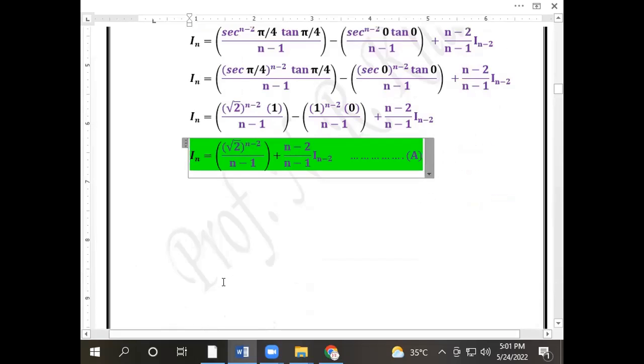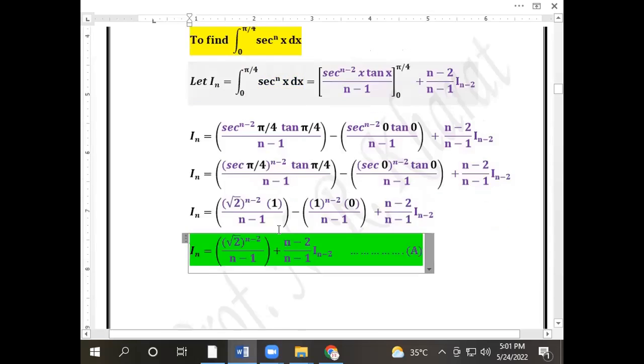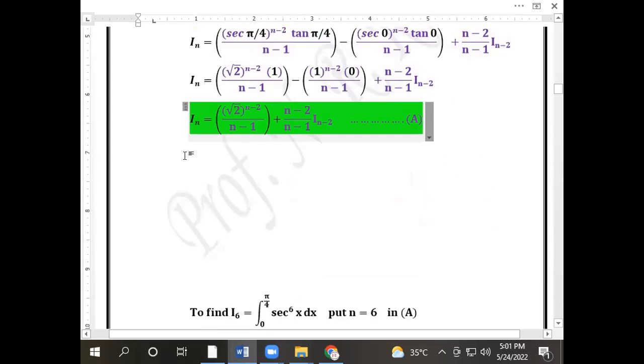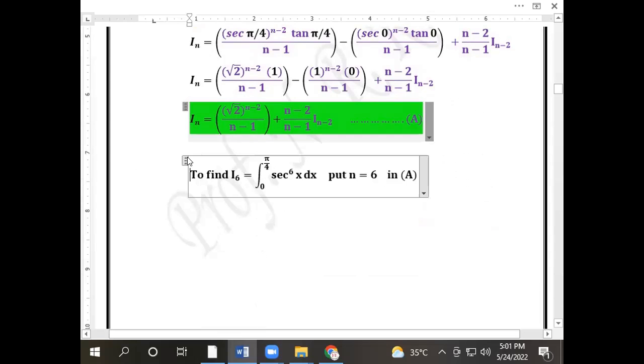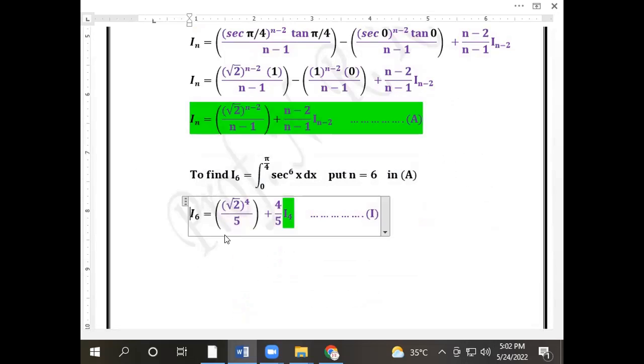So with the help of this reduction formula of sec whose limit runs from 0 to pi by 4, we have to find the value for n equal to 6. For this, we replace n equal to 6 in equation number A. It becomes I6 is equal to root 2 raised to 6 minus 2, which is 4, upon 6 minus 1, which is 5, plus 6 minus 2 which is 4 upon 5. And again, we don't know the value.